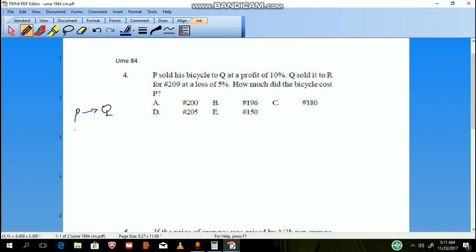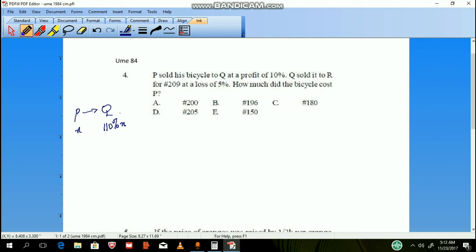Now, if we call the cost price for P X, and P sold it to Q at a profit of 10%, that means Q bought it at 110% of X, because the profit made is 10% and X on its own is 100%. So if you sold it at an increase of 10%, it means the price that Q bought it is 110% of the cost price. Now that is for that.